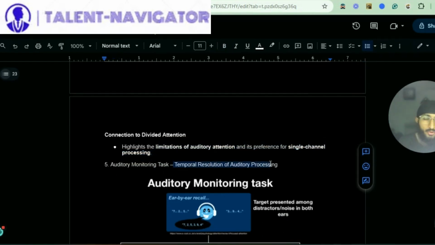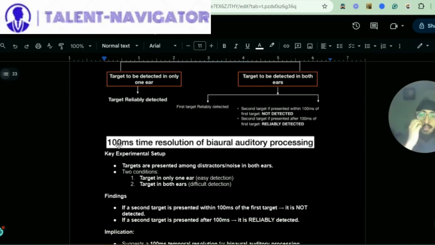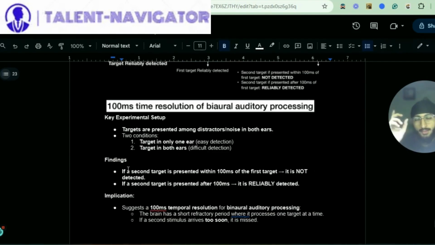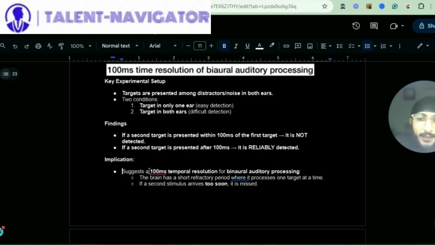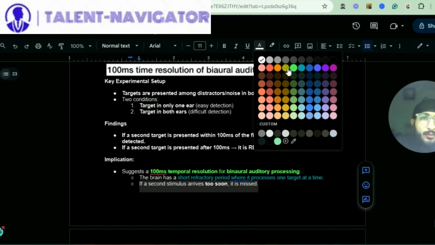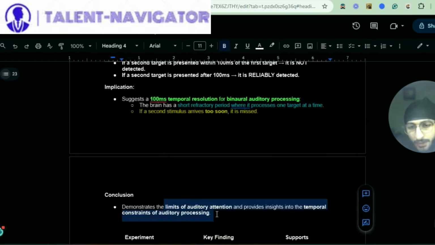Auditory monitoring task: temporal resolution of auditory processing. So key experimental setup: targets are presented among distractors or noise in both ears. Two conditions: target in only one ear, easy detection, and target in both ears, difficult detection. So findings were: if a second target is presented within 100 milliseconds of the first target, it is not detected. If a second target is presented after 100 milliseconds, that is after this amount of time, it is reliably detected in the ear. So implication: it suggests a 100 millisecond temporal resolution for binaural auditory processing. Right. So the brain has a short refractory period where it processes one target at a time. If a second stimulus arrives too soon, it's missed. Okay. So conclusion: it demonstrates the limits of auditory attention and provides insights into the temporal or the time aspects or the constraints of auditory processing.